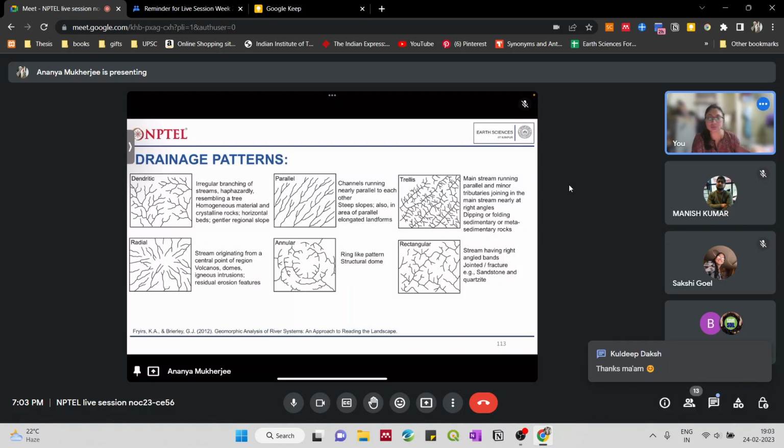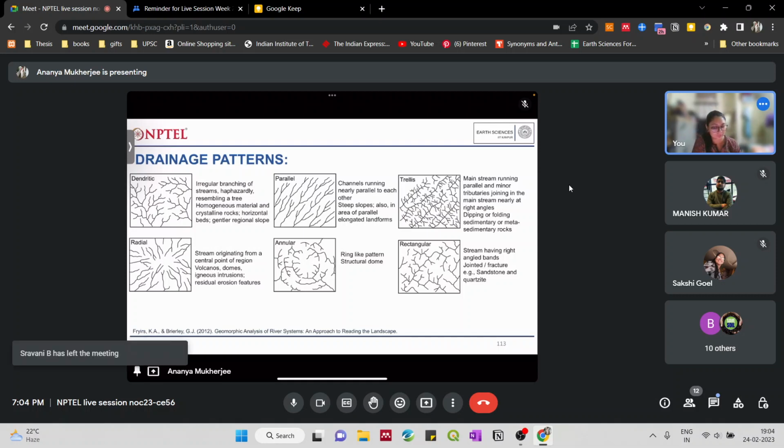Yes, I'll include those. So parallel channels are nearly running parallel to each other, and they are forming in steep slopes and in areas where you have parallel elongated landforms. Suppose, as an example, there is a high flatland elevated area. Suppose there is accumulation of water, and there is a steep slope.